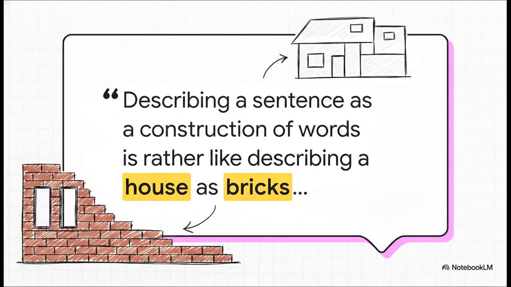There's a quote from the linguist M.A.K. Halliday that perfectly captures why this dual nature matters so much. He says that describing a sentence just as a construction of words is rather like describing a house as a construction of bricks, without recognizing the walls and the rooms.